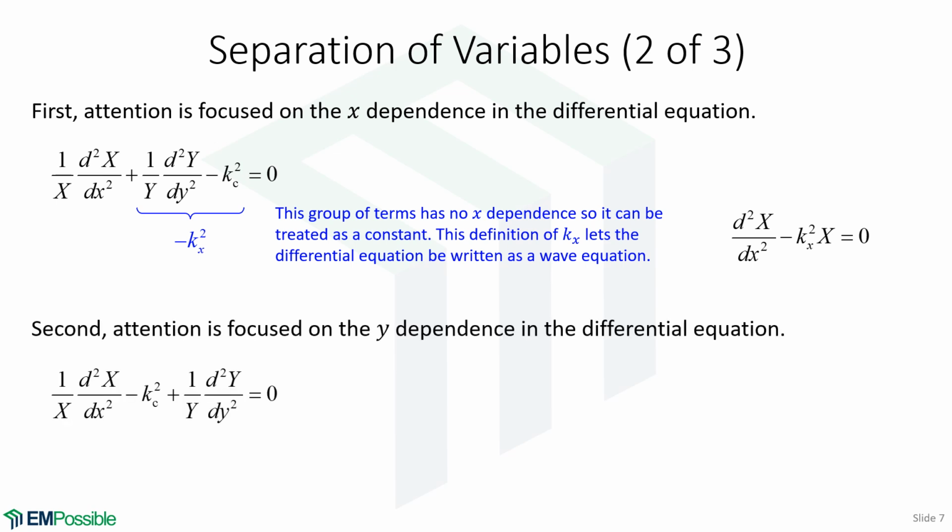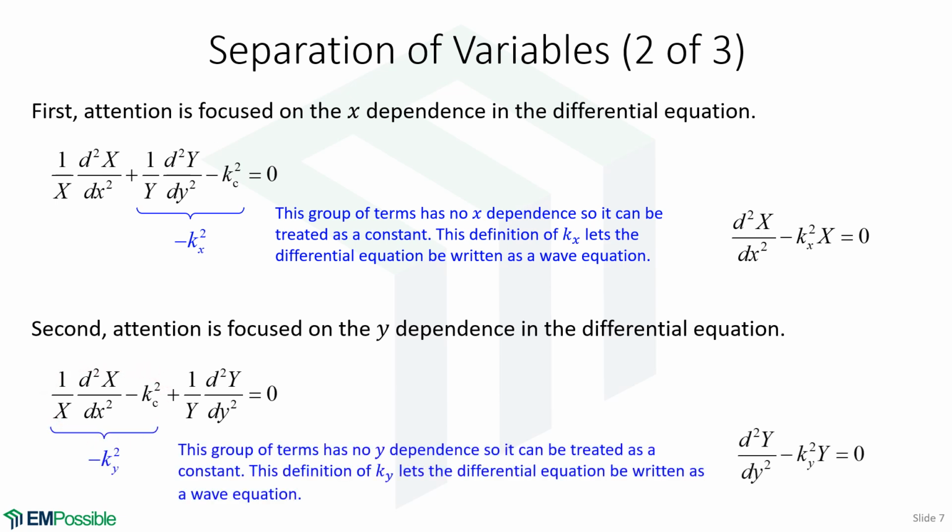Next, we will look at the y dependence. All of the y-dependent terms are concentrated here. Notice we've moved the minus kc squared term over here, to group it with the x terms. So in terms of y dependence, all of these terms on the left here are a constant. So let's call that minus ky squared. Why did I choose minus ky squared? That's so our differential equation becomes a one-dimensional wave equation, in this case in the y direction. So we have taken our single differential equation containing both x and y and come up with two very simple one-dimensional differential equations. We will solve these separately and then bring the solutions back together. Again, this is called separation of variables.